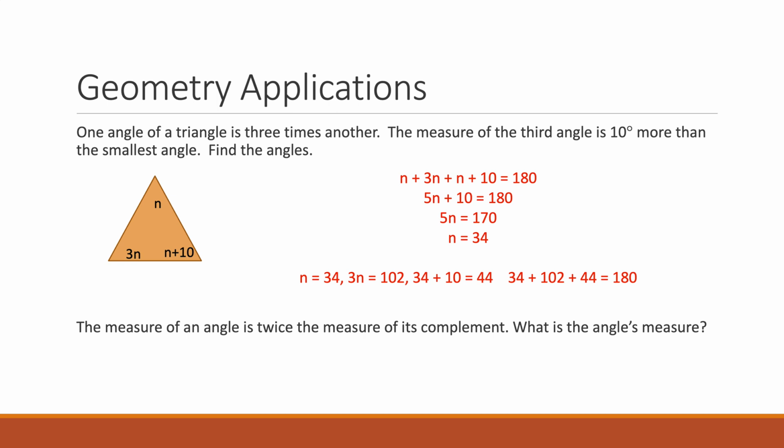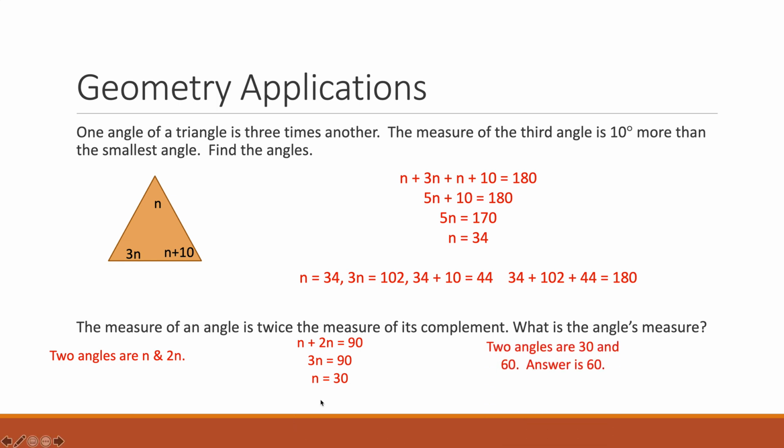And that word complement's very important because complementary means adds up to 90. So two angles are n and 2n. There's my equation. N plus 2n is 90. Same side, same operation. 3n is 90. Dividing by 3, n is 30. Now I'm not completely done because it says here that the measure of an angle is twice the measure of its complement. So you want the bigger one, the one that's twice. And since the two angles are 30 and 60, the bigger one is 60. That's the one that you want.